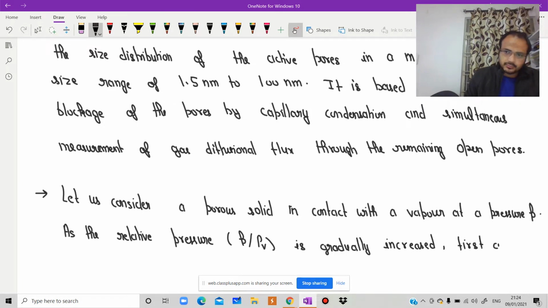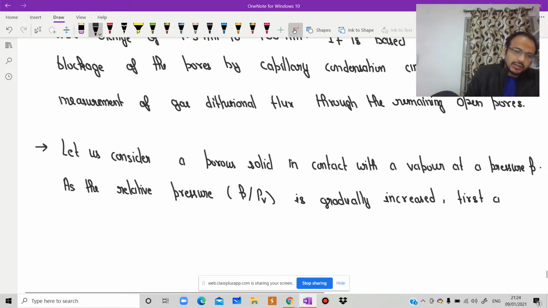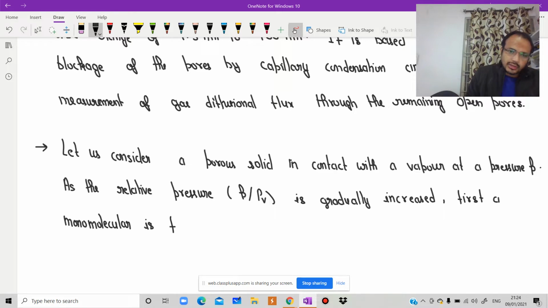first, a monomolecular layer is formed on the inner surface of the pores.